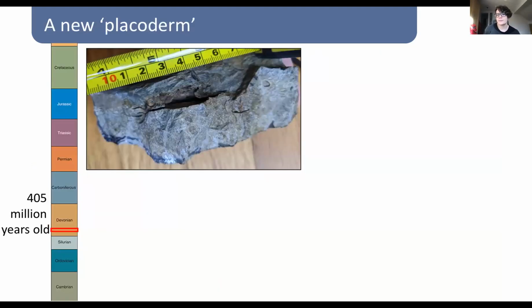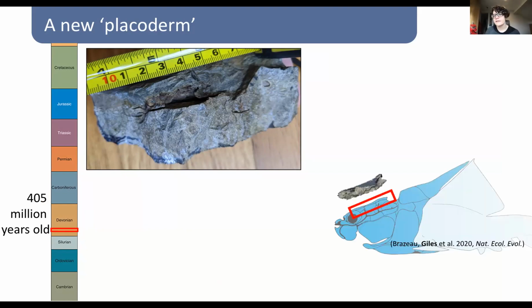I'm going to talk about this one specimen in particular, which is also preserved largely as a mold. It's around 405 million years old. It's a really interesting specimen, although it doesn't look it. It looks pretty awful, but that's because, again, most of the important information is hidden inside the rock. And it turns out that this is most of the skull of a new kind of placoderm, one of these fossil jawed fishes that's very closely related to living jawed fishes.